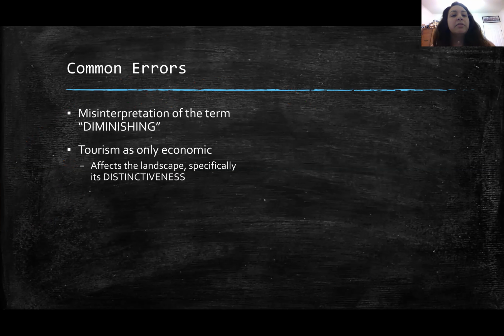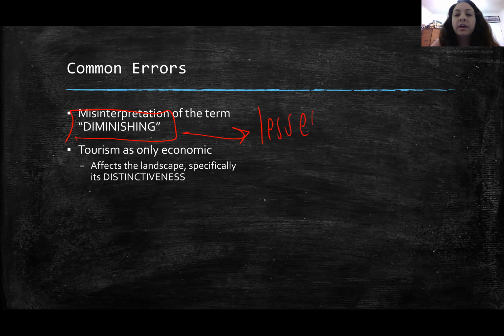All right. Common errors. The misinterpretation of the term diminishing. Remember, diminishing is to lessen. A lot of people didn't know that that was what diminishing meant. They may have thought that it was something bad or that something was wrong. It's not a value judgment, it's simply lessening of something.